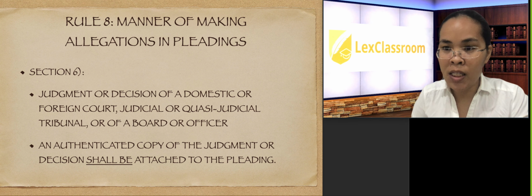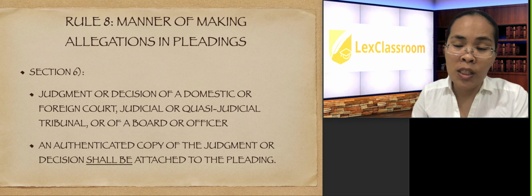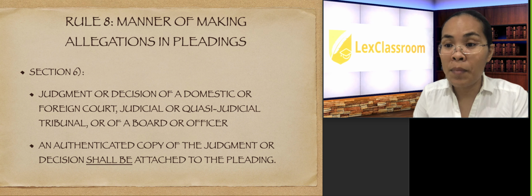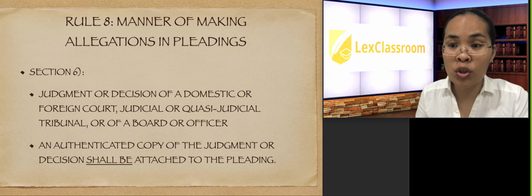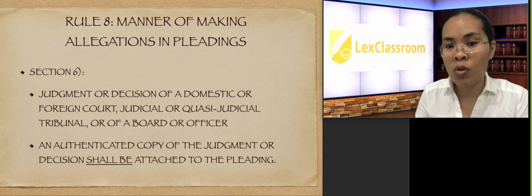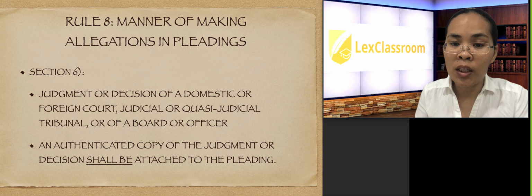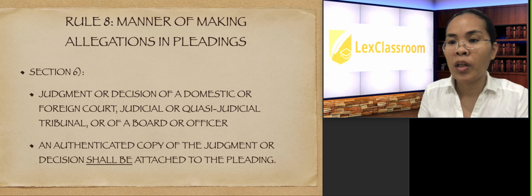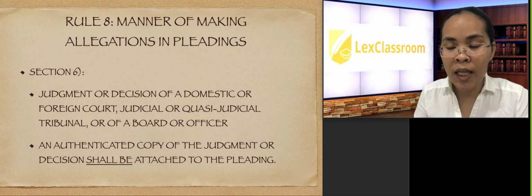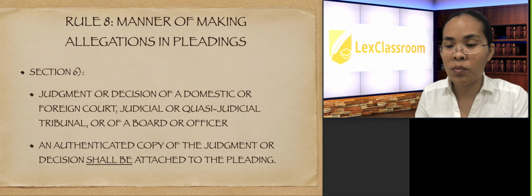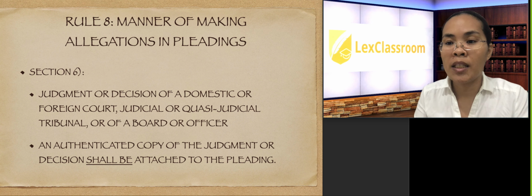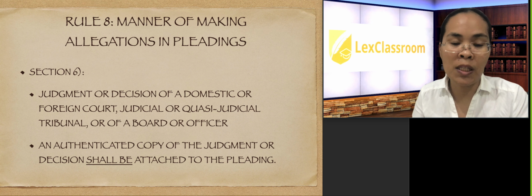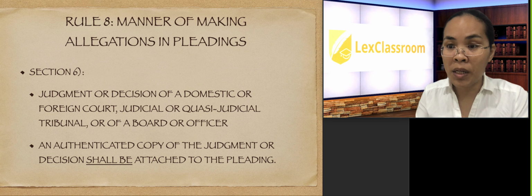If you file a civil case, then you will be filing pleadings. Section 6 of the amendments to the rules says that if you mention a decision or a judgment of a domestic or a foreign court, whether judicial, quasi-judicial, tribunal, or a board or officer, you have to attach the authenticated copy of the judgment or decision, because the previous rules only mentioned making the allegations and did not mandate the attachment of the authenticated copy. The word there is "shall," so it must be attached.